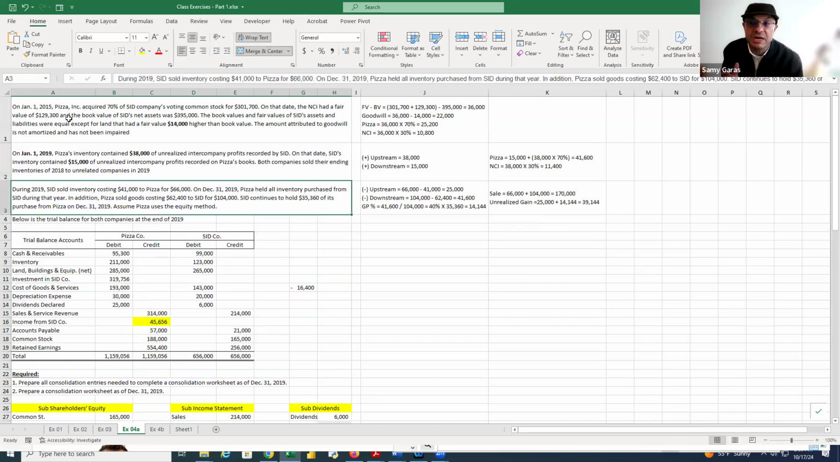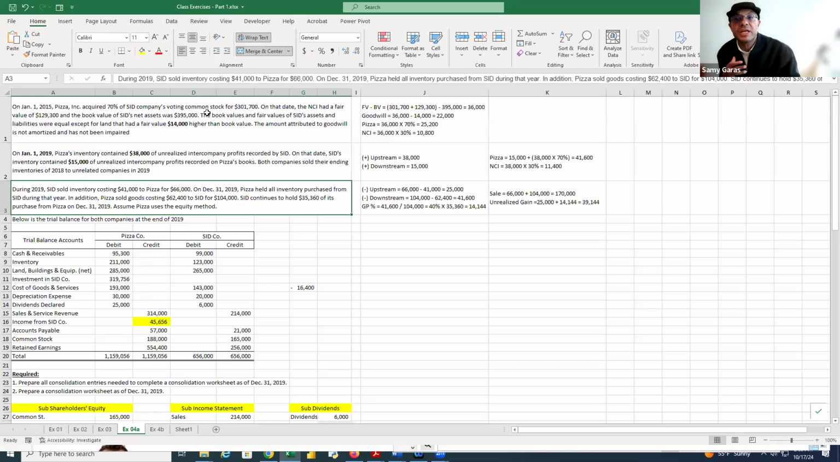And the third paragraph says, during 2019. So here the information goes to the current year of 2019. So we have the purchase in 2015, unrealized gain downstream and upstream in 2018, and again unrealized gain downstream and upstream in 2019. So let us take those three chunks and try to split them out.